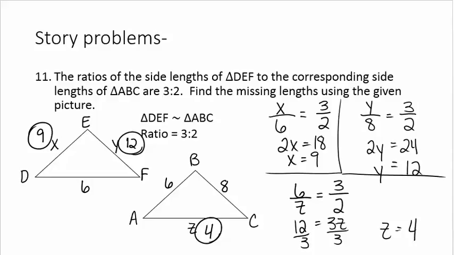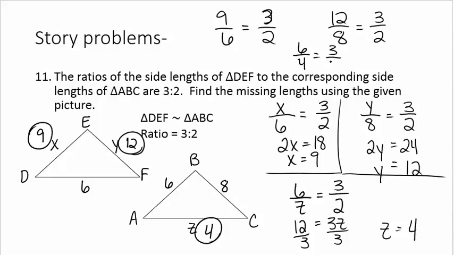If you want to check your answers, just set up the similar sides as a fraction and then reduce to see if you get 3 over 2. So the first answer, DE and AB, that's 9 over 6. That does reduce to 3 over 2. EF and BC, that's 12 over 8, which also reduces to 3 over 2. Both numbers are divisible by 4. And then finally, DF to AC would be 6 over 4, both divisible by 2, so it does reduce to 3 over 2.